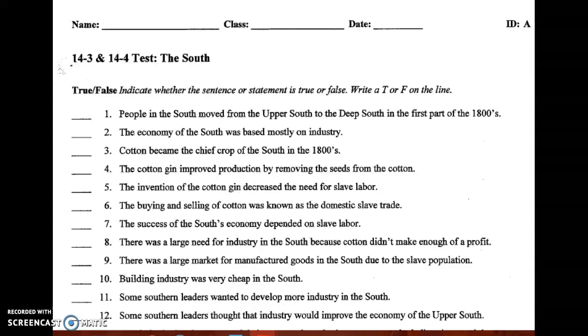Number 7. The success of the South's economy depended on slave labor. Number 8. There was a large need for industry in the South because cotton didn't make enough of a profit. Number 9. There was a large market for manufactured goods in the South due to the slave population. 10. The building industry was very cheap in the South.